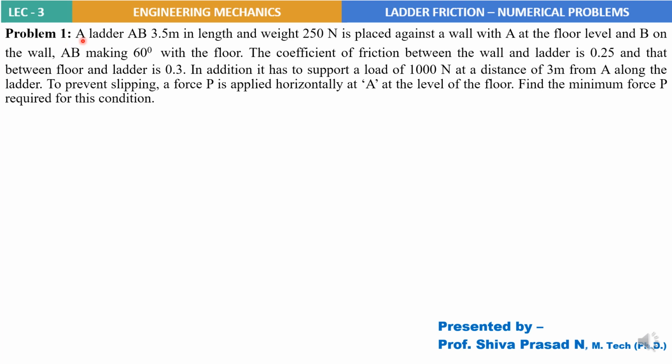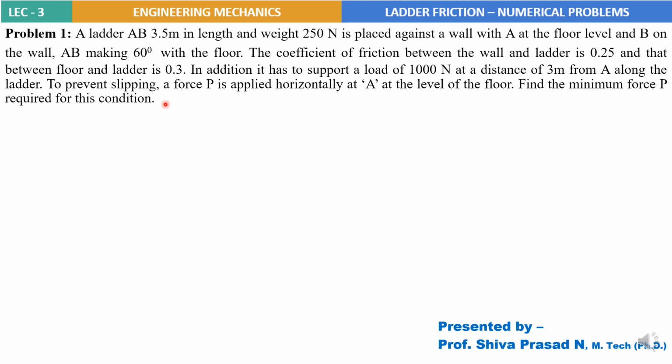So the problem is like this: a ladder AB 3.5 meter in length and weight 250 Newton is placed against a wall with A at the floor level and B on the wall, AB making 60 degrees with the floor. The coefficient of friction between the wall and ladder is 0.25 and that between the floor and ladder is 0.3. In addition, it has to support a load of 1000 Newton at a distance of 3 meters from A along the ladder. To prevent slipping, a force P is applied horizontally at A at the level of the floor. Find the minimum force P required for this condition.